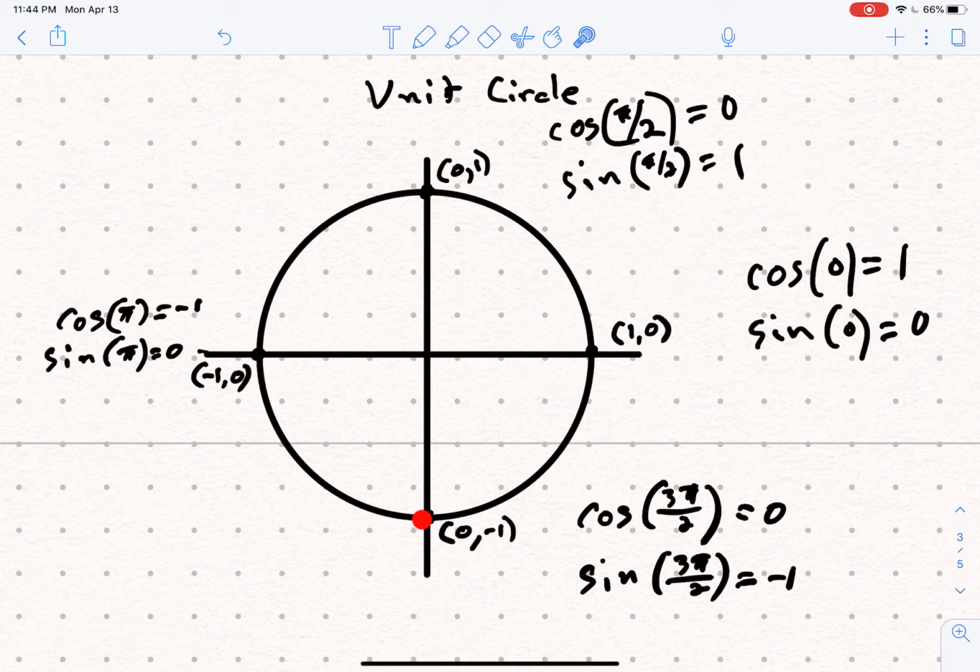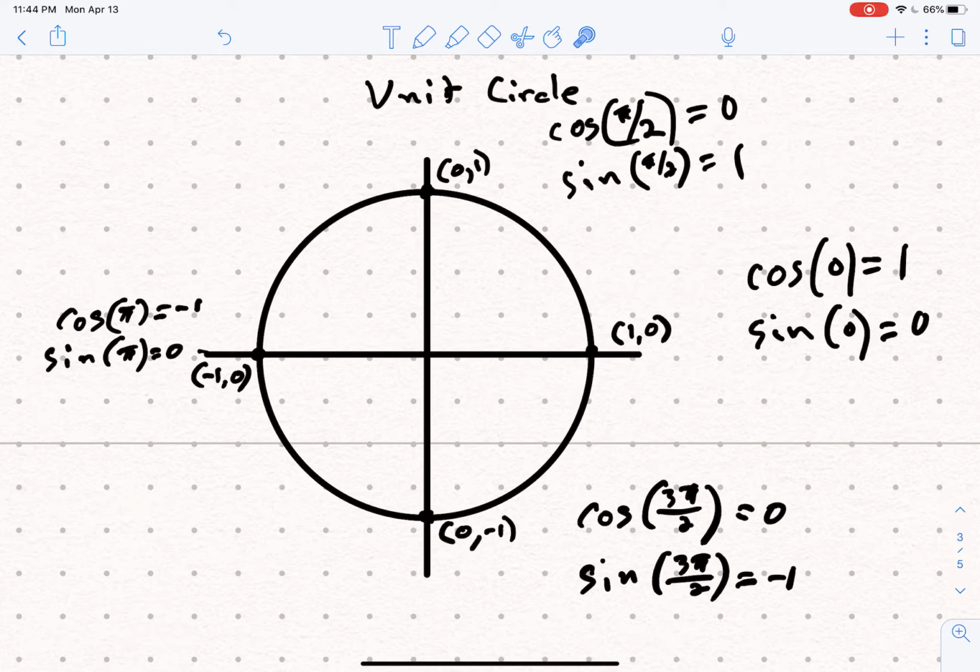And then it keeps going down underneath. So here the y-coordinate is -1. And then back up, the y-coordinate is 0 again. So as we travel around the circle from 0 to 2 pi, sine starts at 0. First it goes up to 1, back down to 0, and then it goes down to -1 and back up to 0.